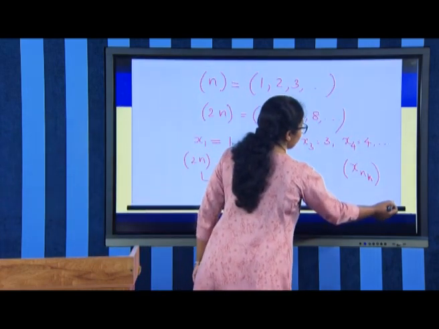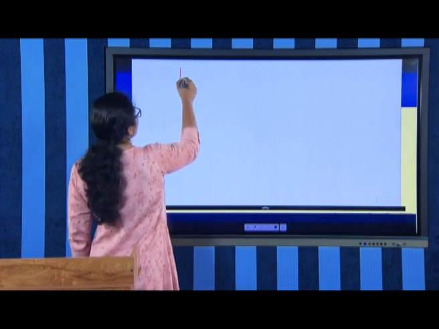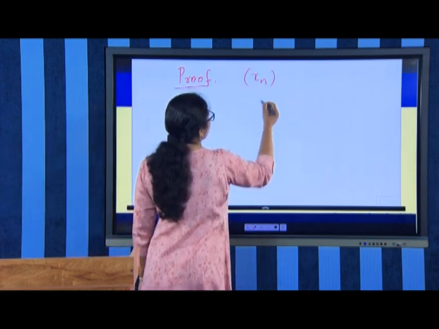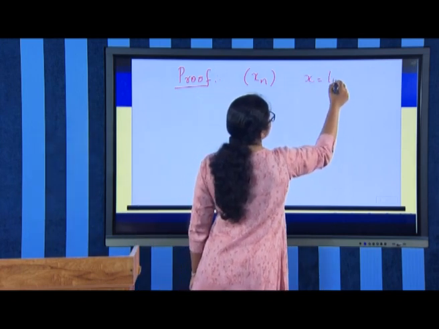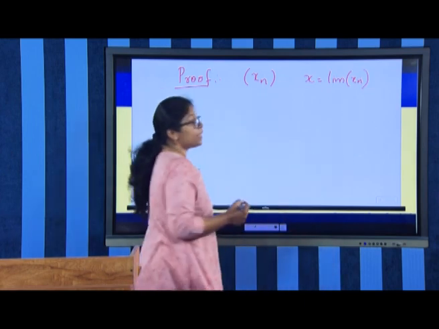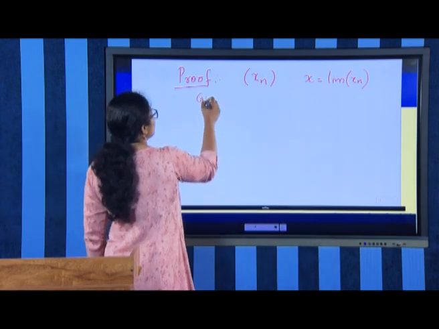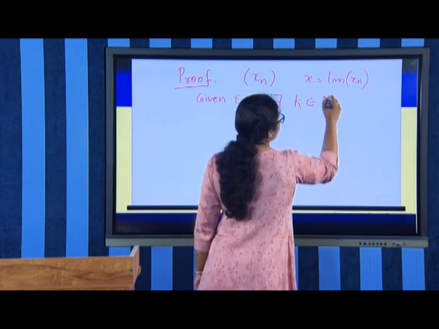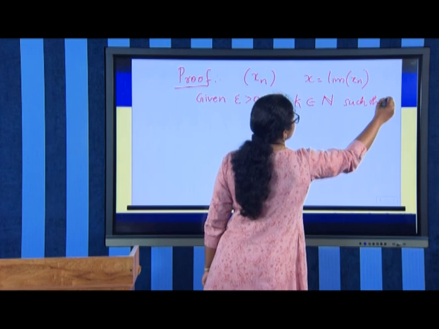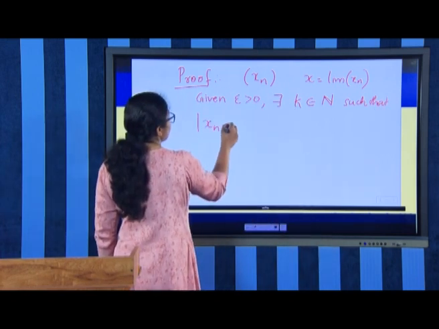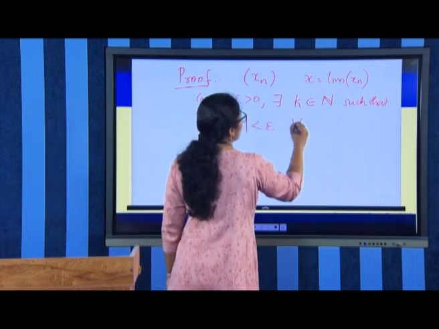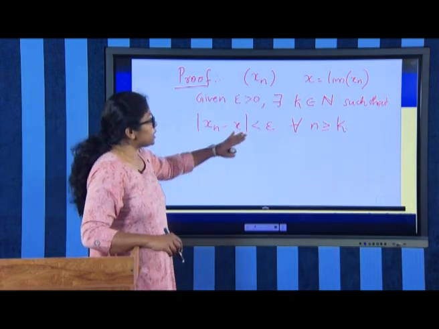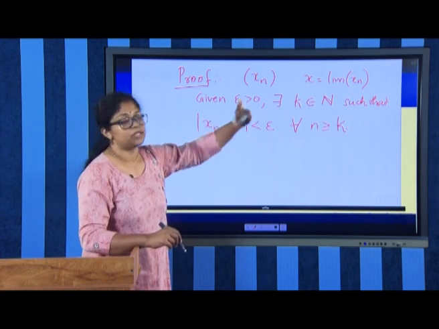The proof of this theorem is as follows. We start with a sequence xn and it is given that x is the limit of this sequence xn. So, by the definition of the limit of a sequence, given epsilon greater than 0, there exists some natural number k such that modulus of xn minus x is less than epsilon for every natural number n greater than or equal to k. And this condition is given already because x is given to be the limit of xn.